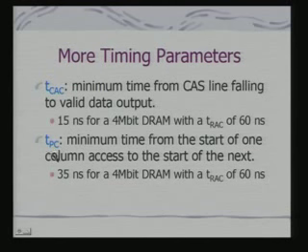And TPC is the minimum time from the start of one column access to the start of the next. You can see therefore that the time taken for a data access for the DRAM will be more, because you have to give time for the row access and then the column access.